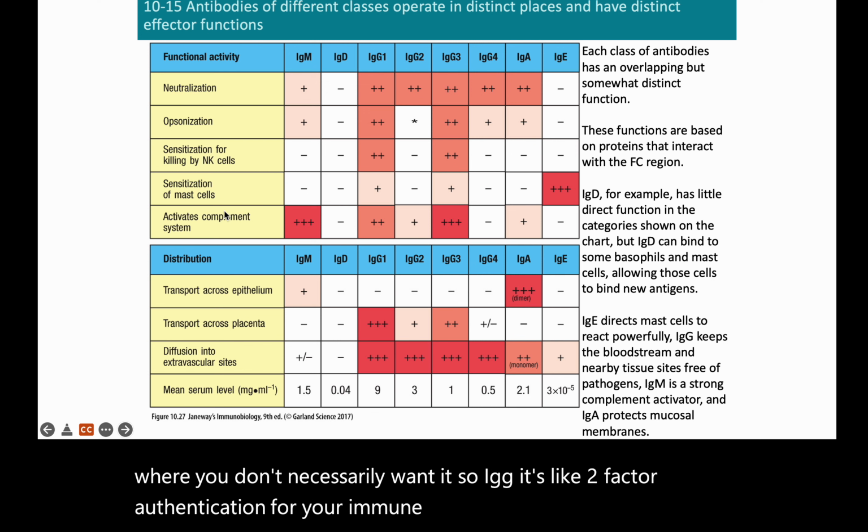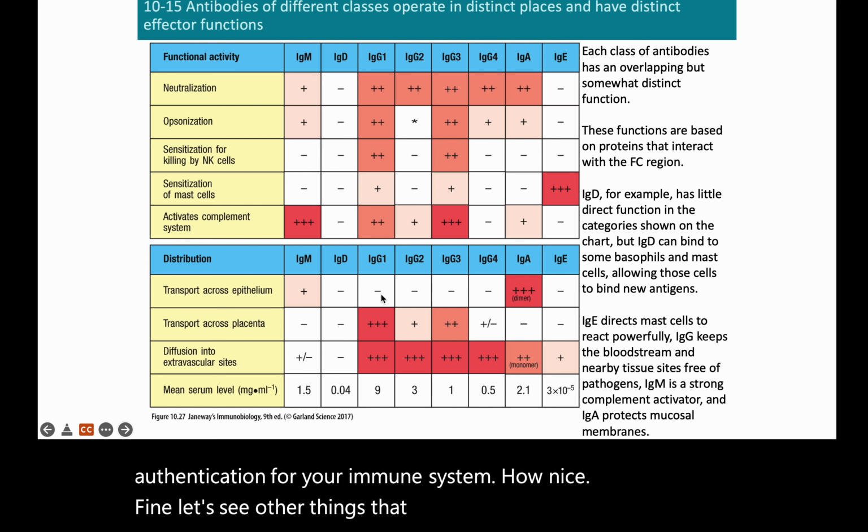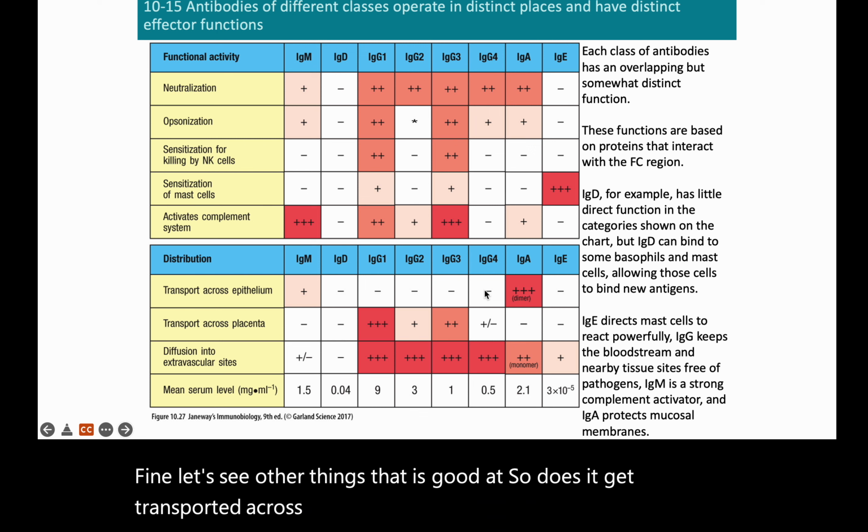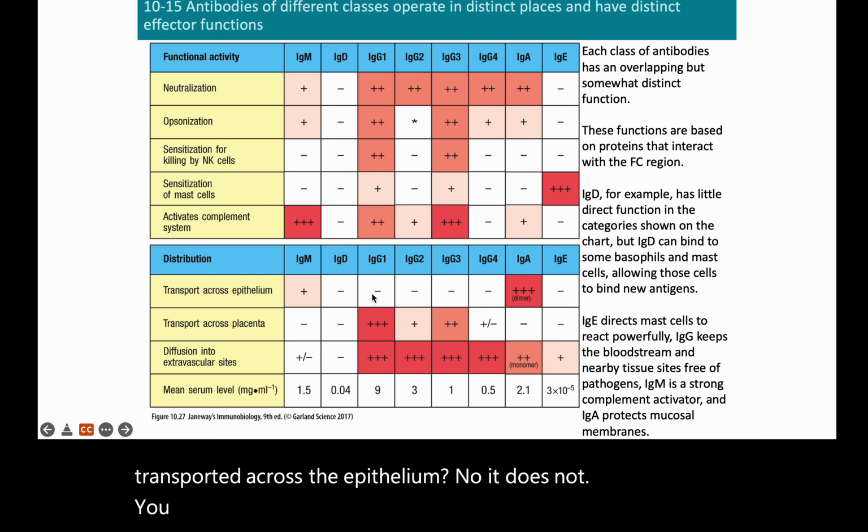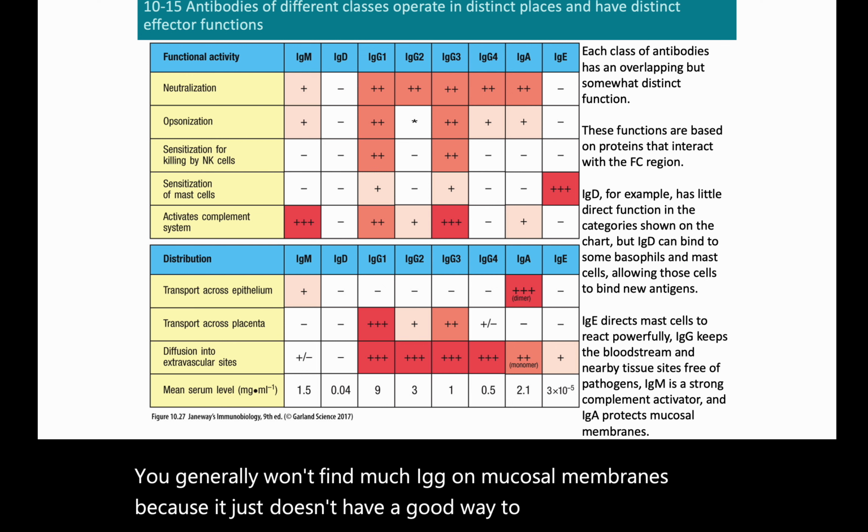Oh, how nice. Fine. Let's see. Other things that it's good at. So does it get transported across the epithelium? No, it does not. You generally won't find much IgG on mucosal membranes because it just doesn't have a good way to get there. And that's okay. IgG is for something else.